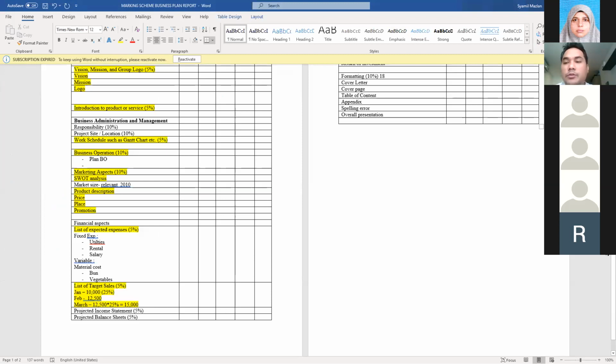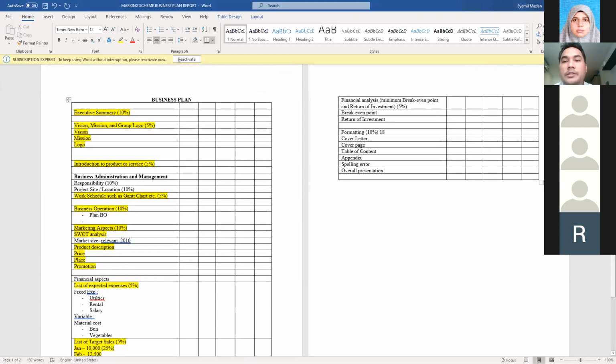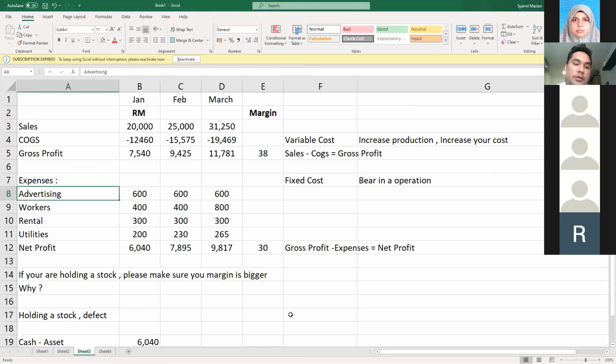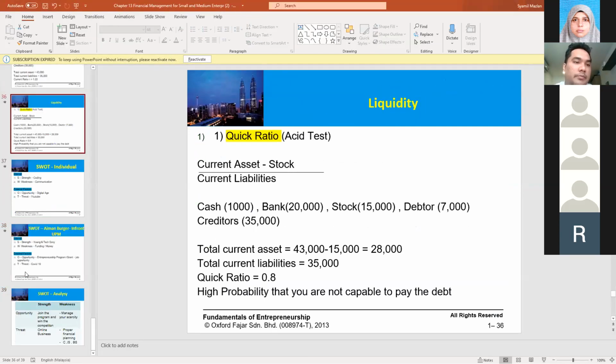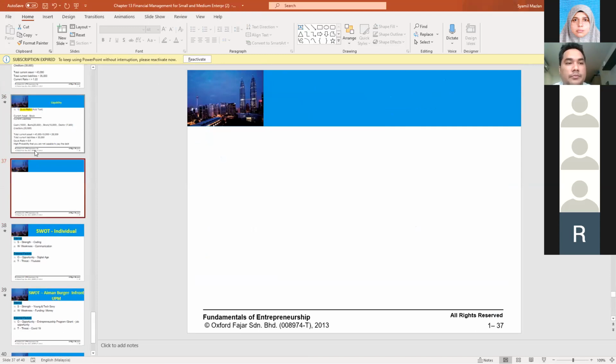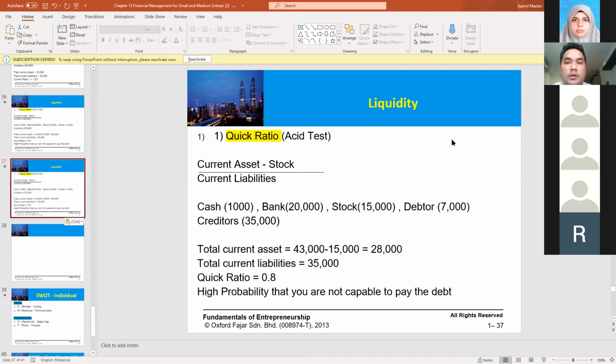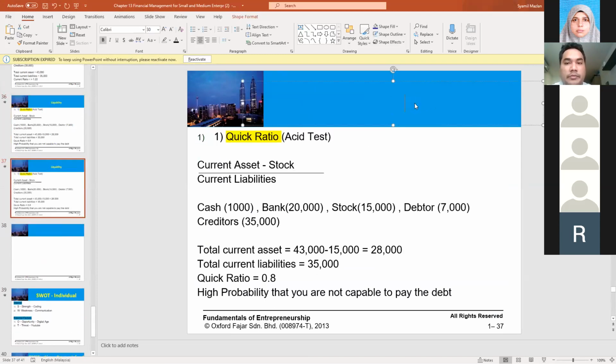And the same goes for the projected balance sheet. Then the financial analysis for your minimum break-even point and return on investment. What is the break-even point? I think I have not covered it yet in class, so let me cover it here. What do we call a break-even?